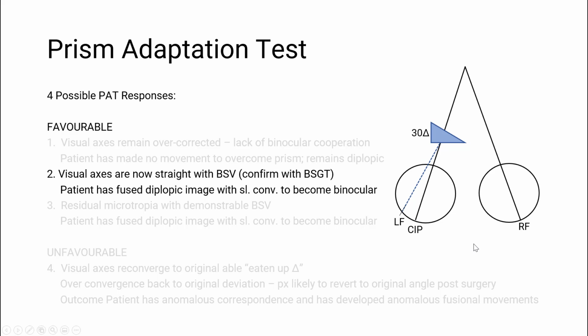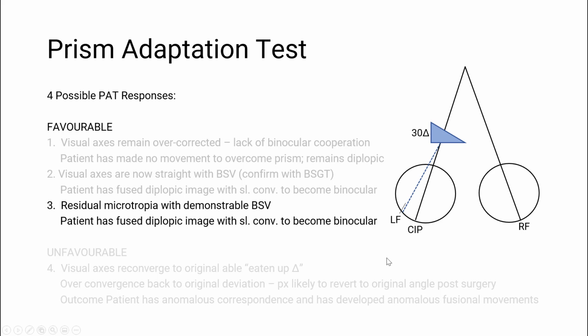Another response is that they fuse the diplopia and they regain BSV, and essentially the visual axis becomes straight. So the image now falls on the fovea, and if you did a cover test now with the Fresnel, you would see orthotropia. You'll need to prove that this patient has BSV, and a test like the Bagolini striated glasses test is good. You'd put Bagolini striated glasses in front of the eyes with the Fresnel there, and they should be able to give you a cross, indicating that you have achieved orthotropia and BSV, and this is obviously a favourable outcome with a potential for BSV.